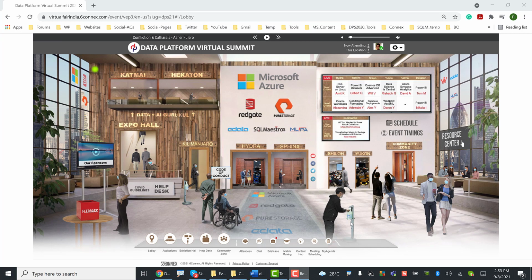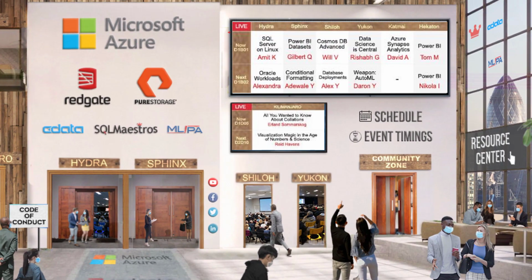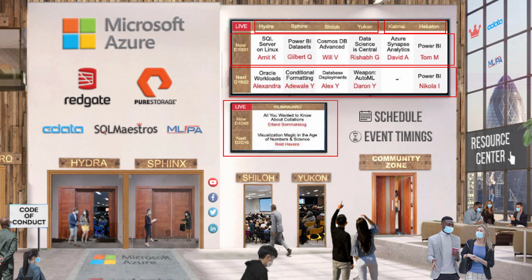While you are in the lobby, the first thing that will catch your attention is the electronic schedule dashboard here. You can see all the sessions that are currently running live right now and the ones that are coming up next. On the top dashboard, you can see the sessions for Hydra, Sphinx, Shiloh, and Yukon. Remember, these are our rooms that are hosting breakout sessions. Katmai and Hackathon are hosting the Data and AI Gurukul sessions, and Kilimanjaro, there below, is hosting the new formats, which are deep dives, short drives, and demo only sessions.